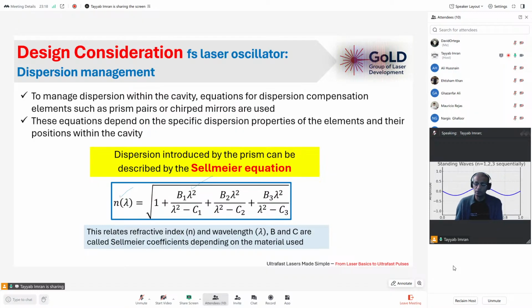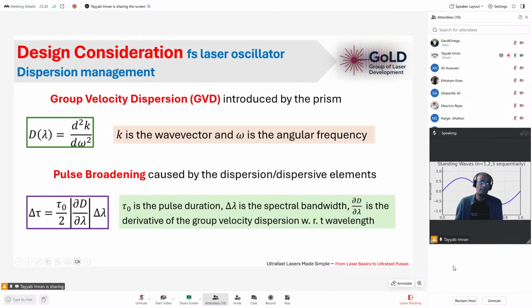Okay, so now, if you remember in the last slide, we discussed the group velocity dispersion, group delay dispersion as well. And the equation which is introduced by the prism or any other material, here I'm specifically mentioning the prism. So in this equation here, you have this group velocity dispersion, which is also called GVD. And this is the standard equation for group velocity dispersion.